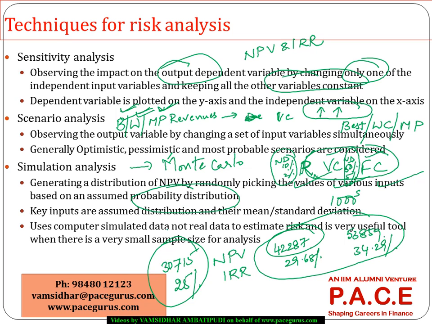This is what we call simulation analysis, and especially when we are working with very small sample sizes where we can assume one distribution, this simulation or Monte Carlo simulation analysis is one of the powerful tools to assess in what range the NPV will lie, and what the most extreme values associated with the NPV and IRR are. All these kinds of things can be done quite comfortably using simulation analysis.